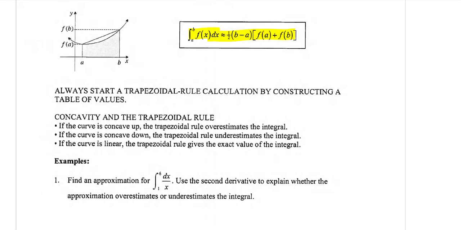Whereas if the curve was concave down, that top line would be underneath your curve, which means that you are underestimating the integral. And if the curve is linear, so straight line, then you should be able to get an exact value for that area.